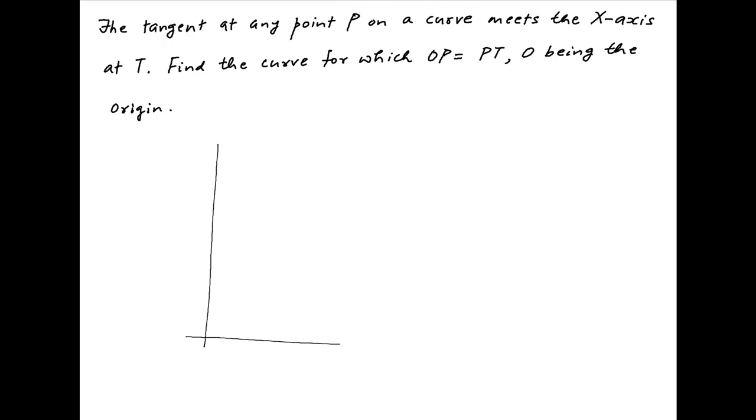We start by depicting the given information on the Cartesian plane. Let P be any point on the given curve described in the problem statement. The tangent to this curve at the point P cuts the x-axis at the point T.